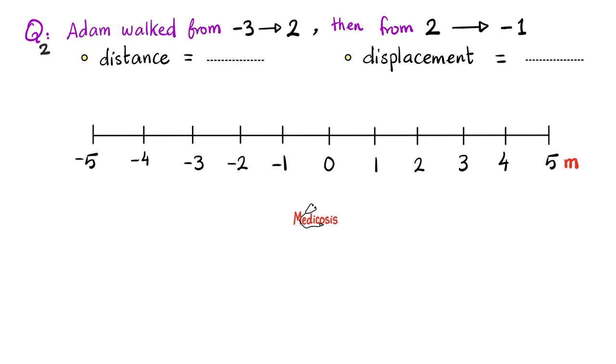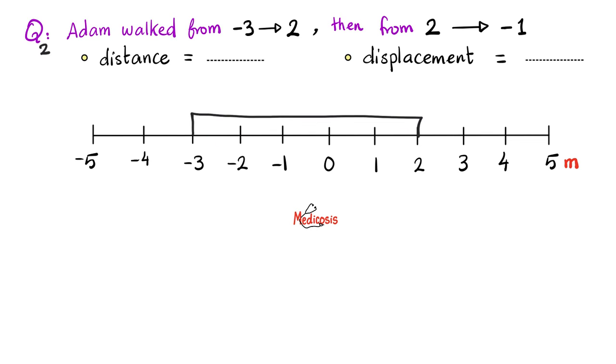Let's try this one. Mr. Adam walked from negative 3 to positive 2, then from positive 2 to negative 1. What's the total distance and what's the net displacement? Please pause. Let's do it. Where is my first distance? It's from negative 3 to positive 2, like this.